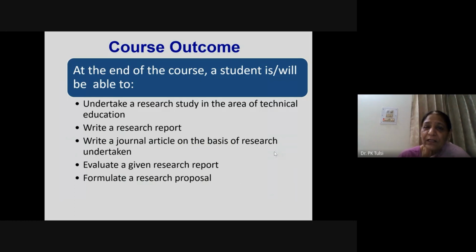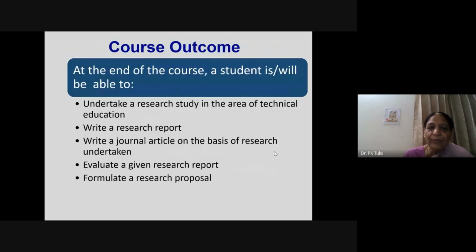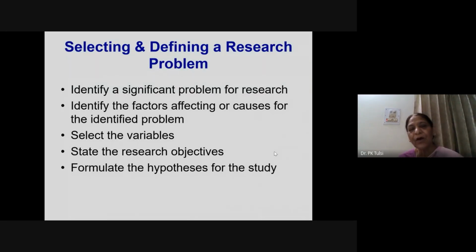And this is another way of writing it. For example, take research methodology. Here you can see it consists of a number of topics. One of the topics covered there is module 3, selecting and defining a research problem. And for the module, the outcomes are: identify a significant problem for research; identify the factors affecting or the causes for the identified problem; next, select the variables, state the research objectives, and formulate the hypothesis for the study.